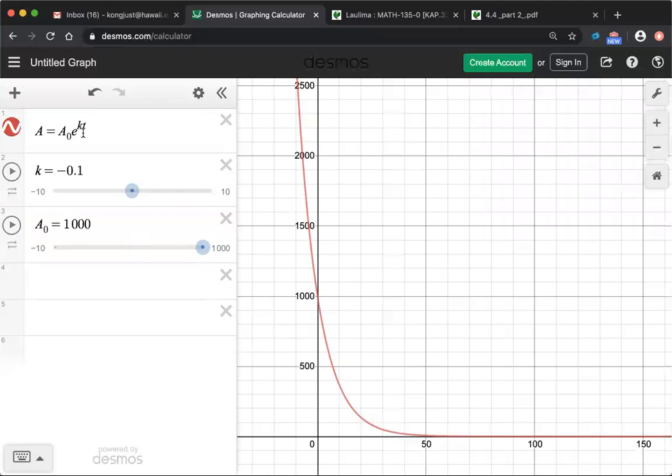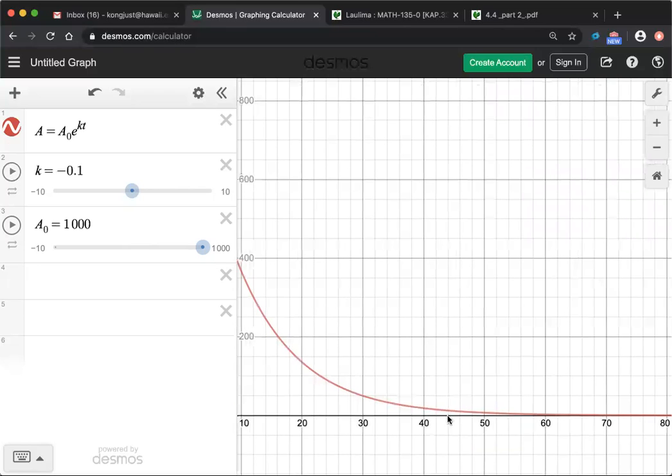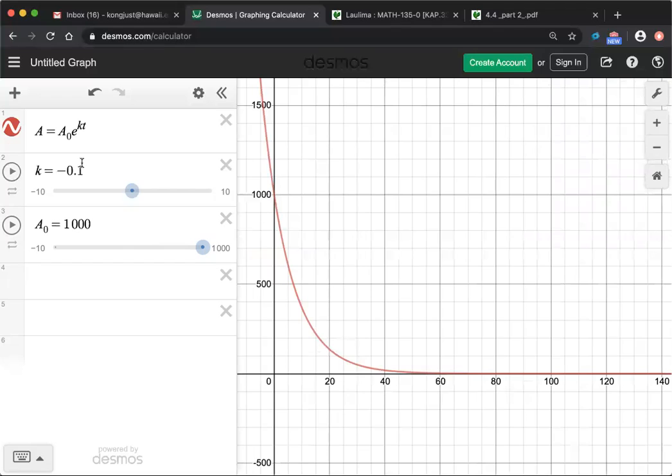E to the negative power means it's like 1 over e to something. So it's not going to turn negative, but the denominator is getting bigger and bigger. So it's getting closer and closer to 0. Yeah. So this is the model they use for exponential decay. Let's kind of fine tune this a little bit. Let's say to negative 0.1.